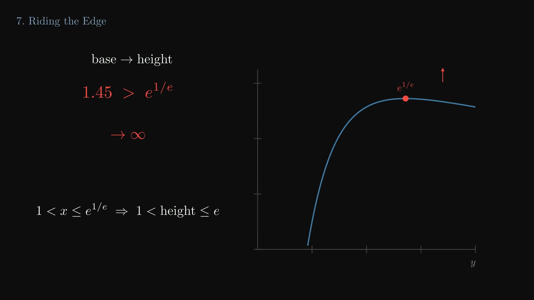The whole rich range of finite towers is crammed into bases between 1 and that one cliff, and the height they cover runs only from 1 up to e. Beyond the cliff, there is only infinity. The tall side of the story is only half of it.